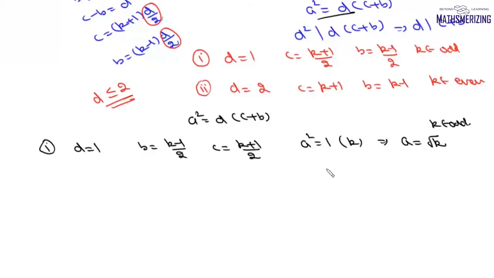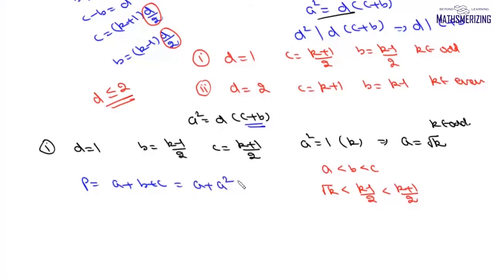Now we have two conditions here. First, the value of a must be less than b, it must be less than c. So that means under root of k should be less than k minus 1 by 2, and it should be less than k plus 1 by 2. Now we'll write the perimeter for this. Perimeter will be a plus b plus c. Now b plus c is a square into d. So we'll get this as a plus a square. Now a plus a square should be less than 100. From here we'll get a square plus a minus 100 should be less than 0.